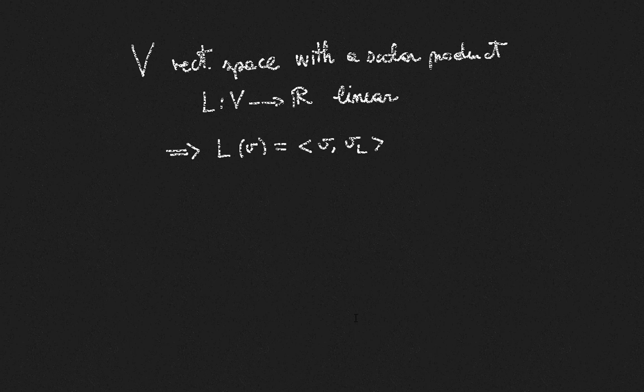Okay, if you think about it in Rn, it's obvious. In Rn, L of x will be just given by L applied to the canonical basis, as a row vector, multiplied by x.